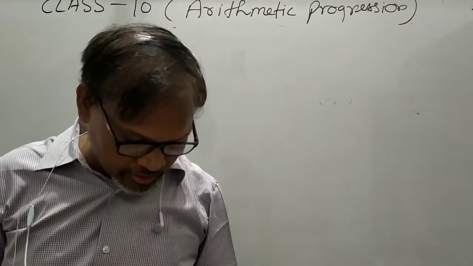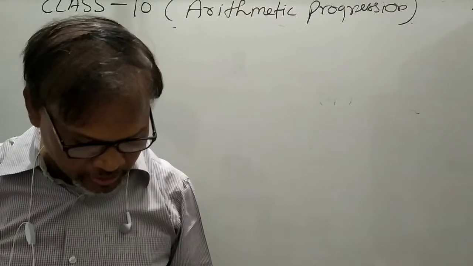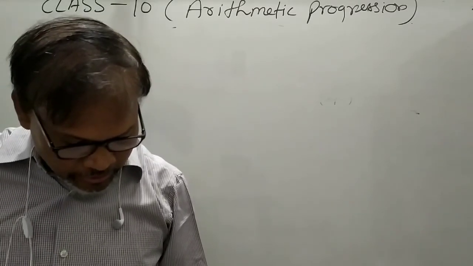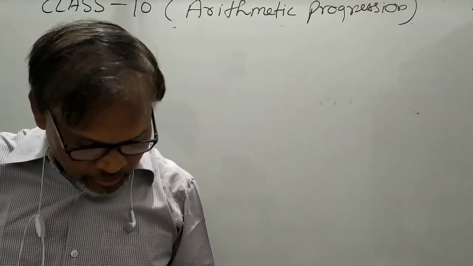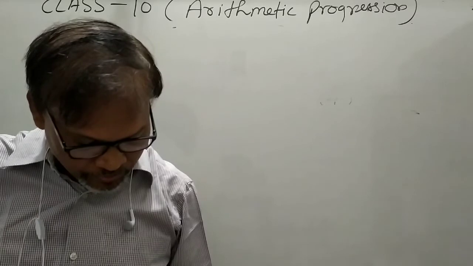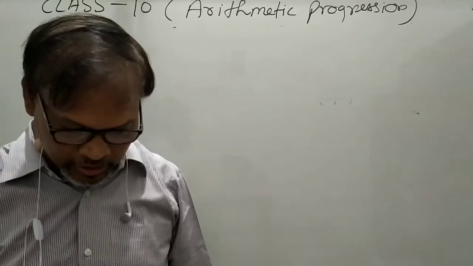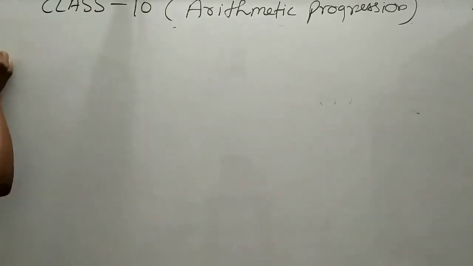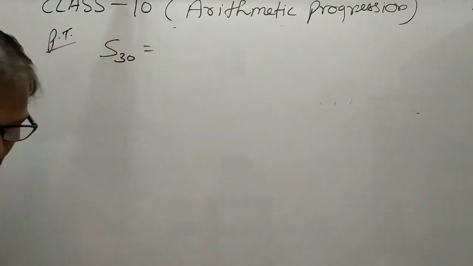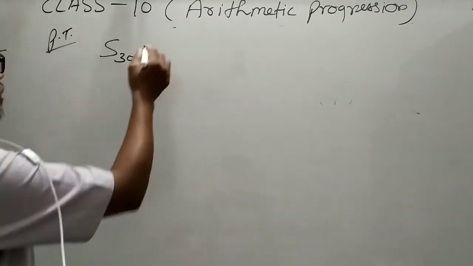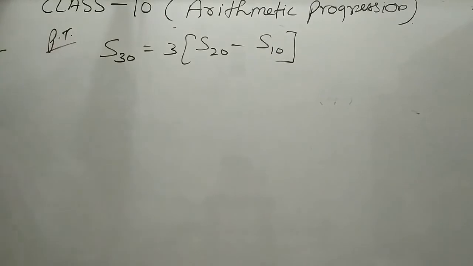Now the other questions are also the same type, but one question is here, like question number 15. If Sn denotes the sum of the first n terms of an AP, prove that S30 is equal to 3 into S20 minus S10. This you have to show.